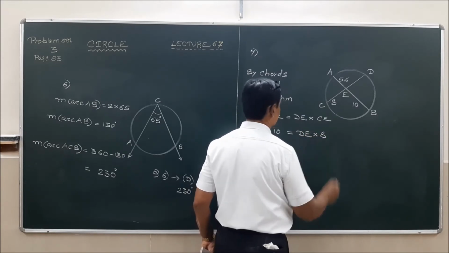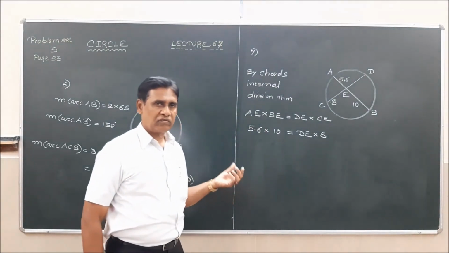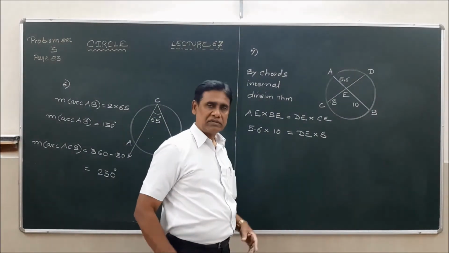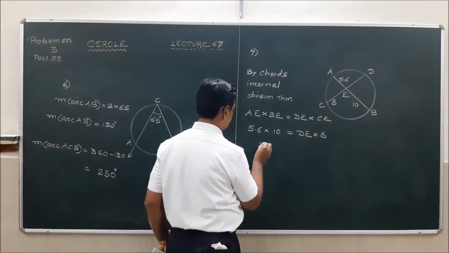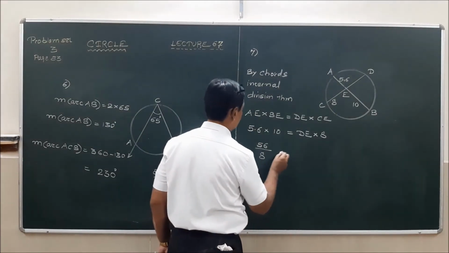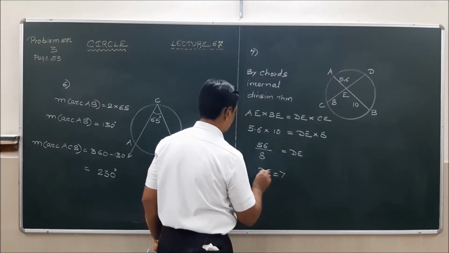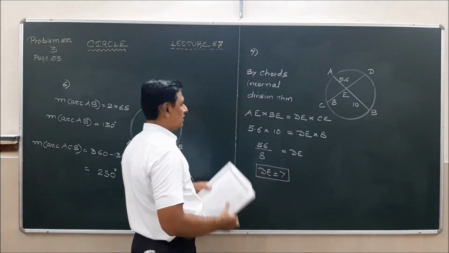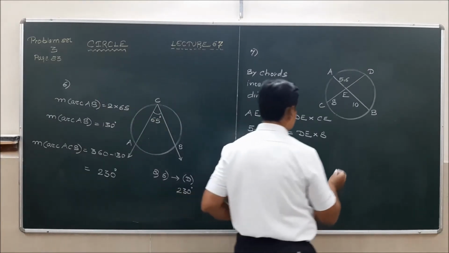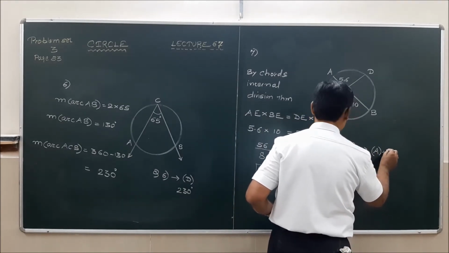But the value of CE is 8. So the product of the parts of one chord from the point of intersection is equal to the product of the parts of another chord. So D into 8. If you multiply 5.6 by 10, you will get 56. So D is equal to 7. So option A, 7. Option is A. That is 7.